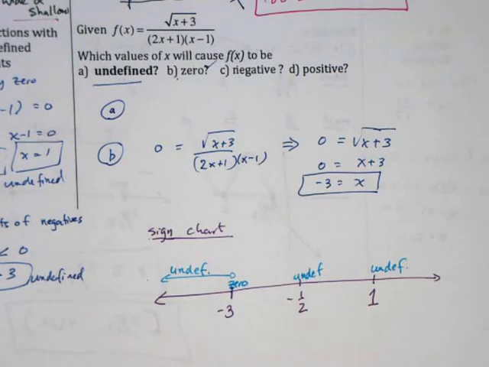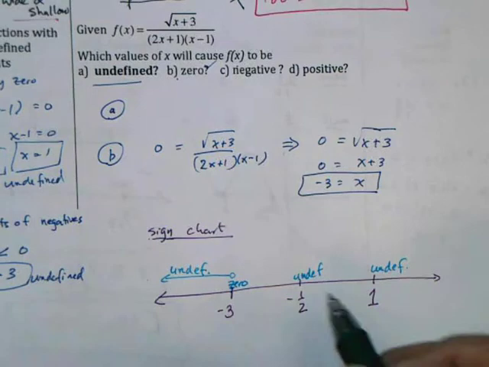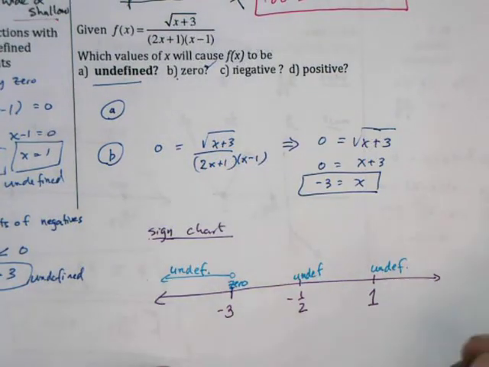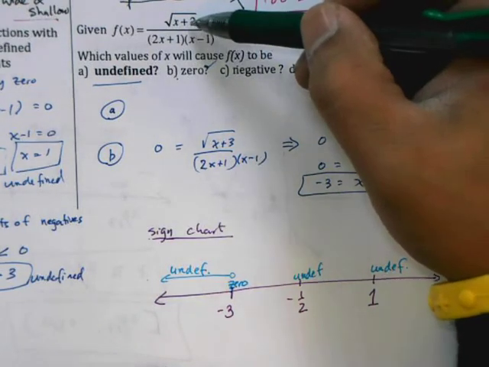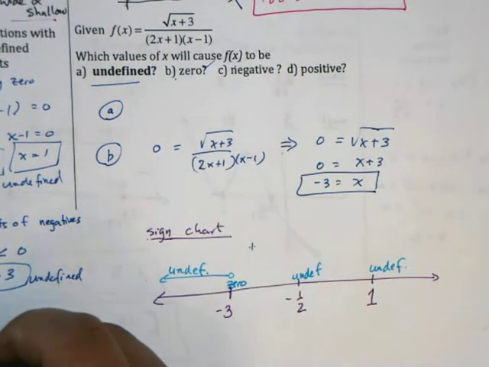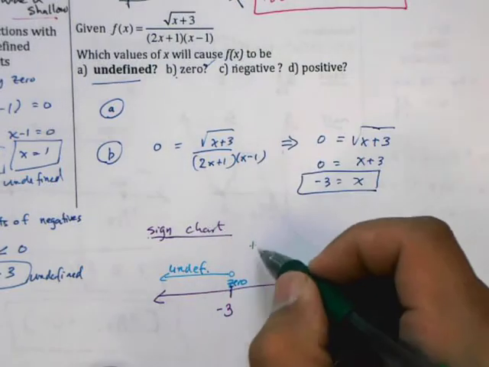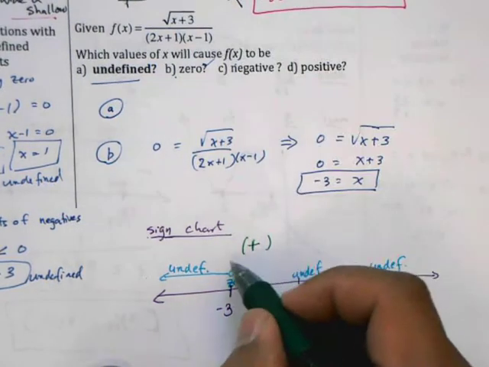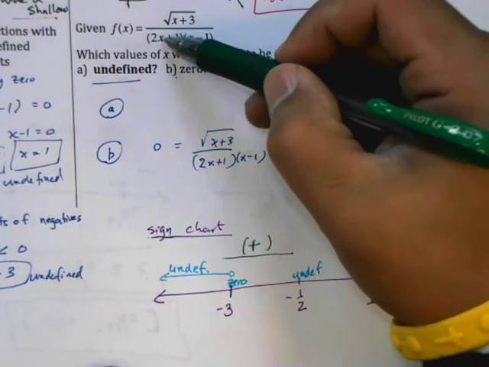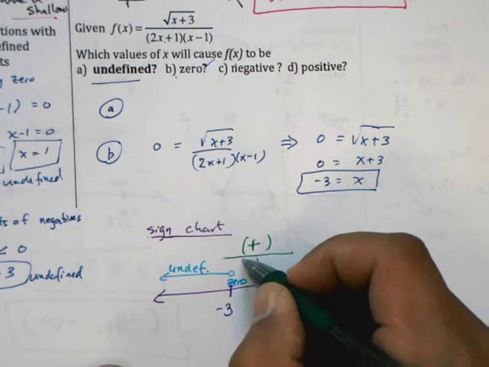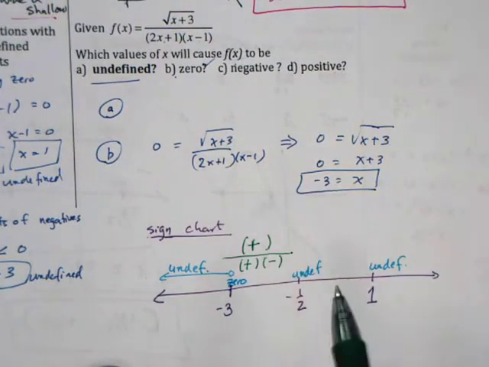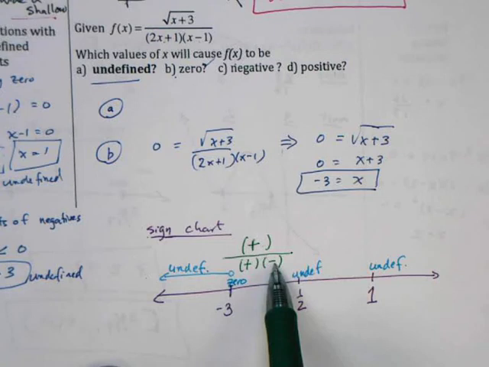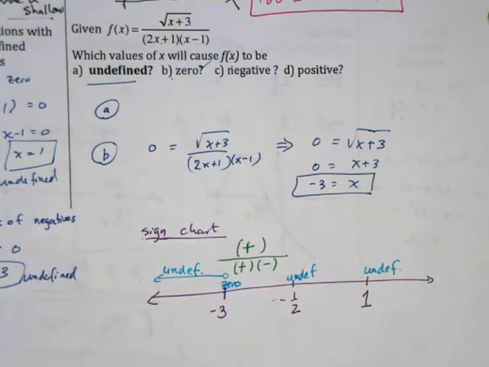What about in between? If I put in a number between negative 3 and negative 1/2, bigger than negative 3, let's try 0. If you put 0 in, you're going to get a positive number on the top, the numerator. In the denominator, 0 plus 1 gives a positive number, and 0 minus 1 gives a negative number. So you have a positive on the top, and positive times negative on the bottom. That's going to make the whole section negative.